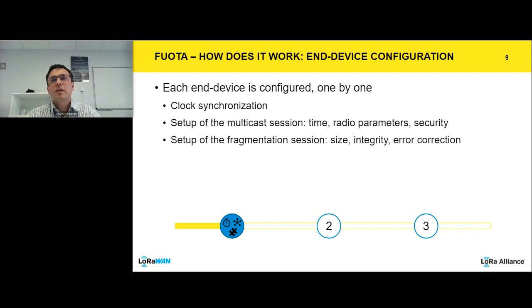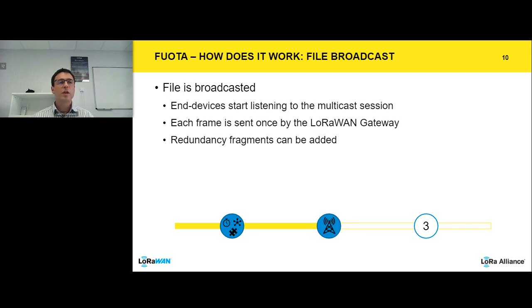The second part is about the file broadcast. I say file broadcast because the specification is not specifically made for firmware. It's building blocks for firmware, so it could be firmware, but it could be any kind of file. What happens is that all the end devices which were configured in the first step start listening to the multicast session all at the same time, thanks to the clock synchronization we mentioned earlier.